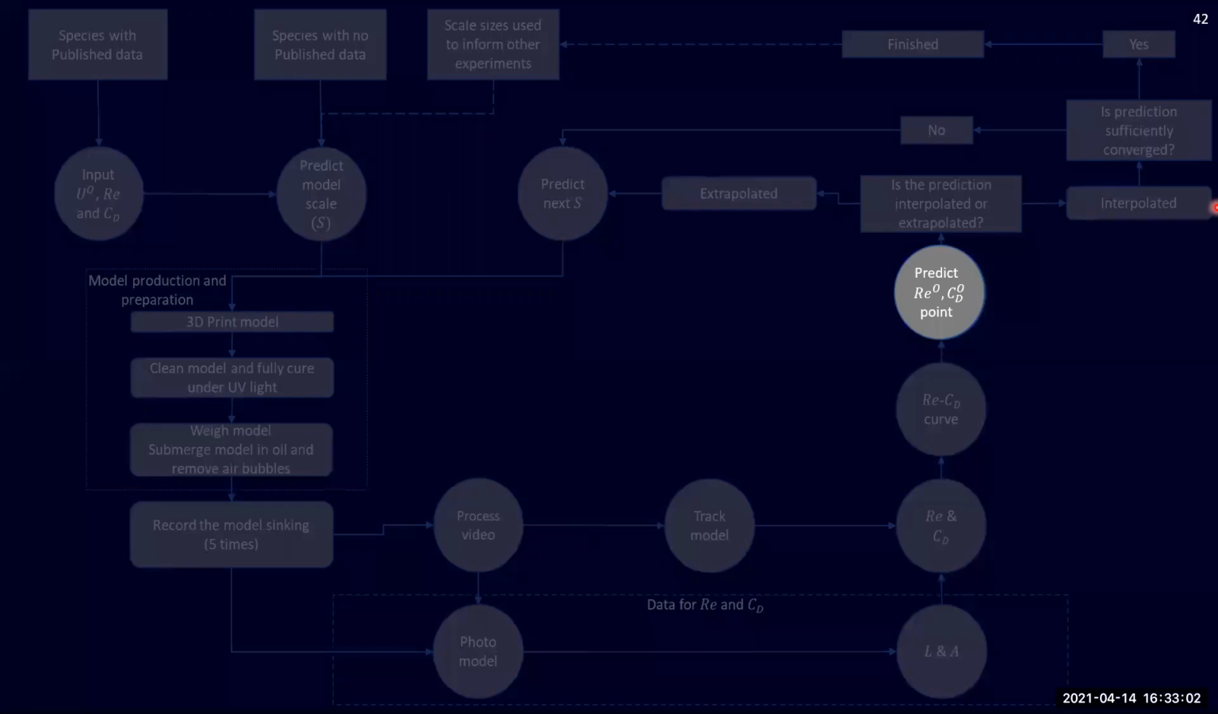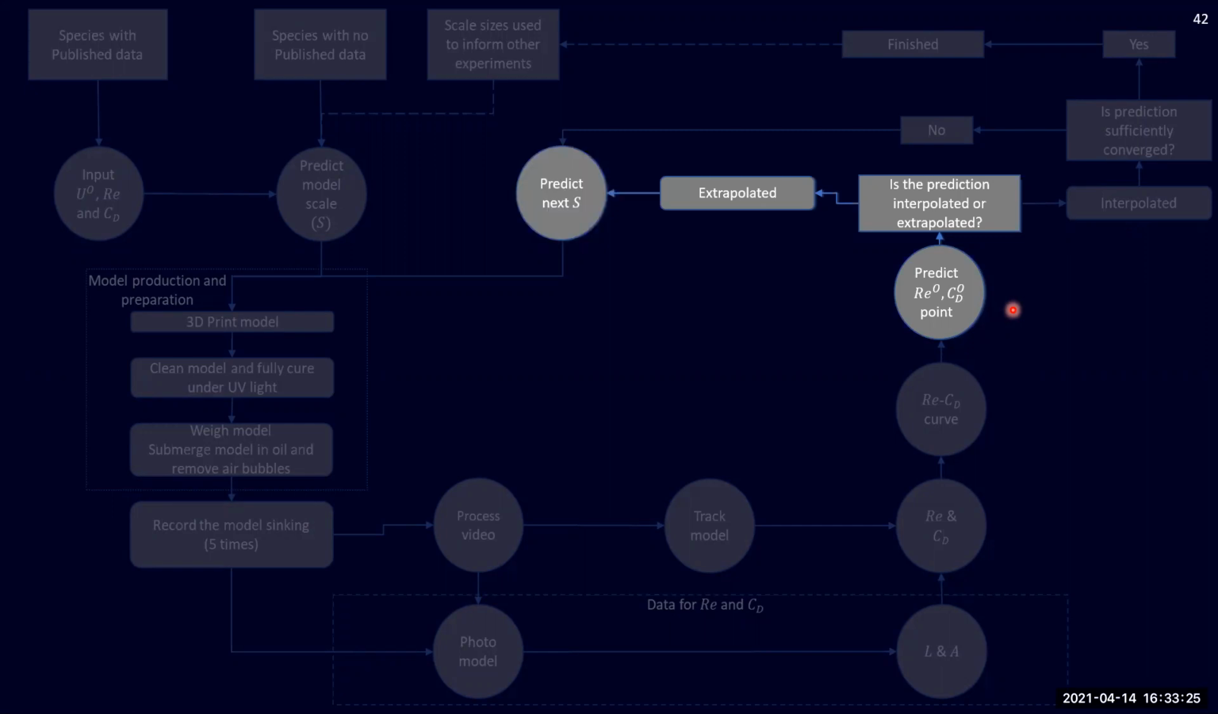So once we've got our Reynolds number and drag coefficient curves, we can generate the point where the theoretical curve and the experimental curve intersect. I then need to look to see whether that prediction is interpolated or extrapolated. If it's extrapolated, i.e. it lies outside of the data points that I currently have, then I go ahead and predict the next scale that I need to 3D print the model at. If it's interpolated, if it lies between my data points, I can look to see if the prediction sufficiently converges and there is a data point close by.